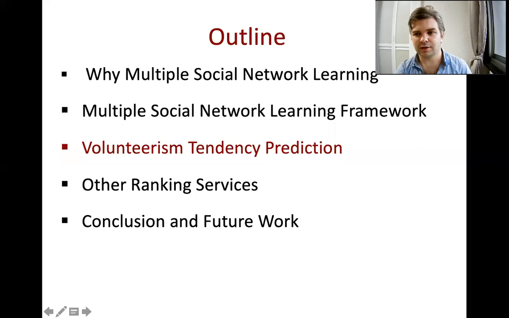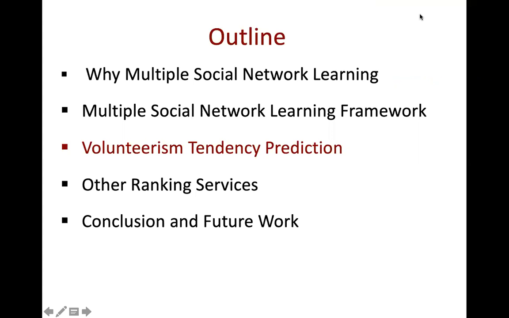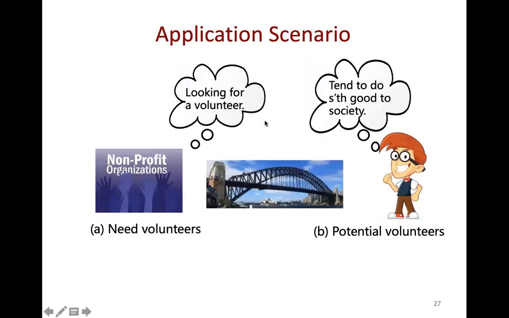Okay, so we got a little break, and let's discuss applications of multi-source learning and how these objective functions can actually be used to enhance the performance of machine learning models. So, volunteerism tendency prediction. What was the objective of the task? The objective was to figure out whether a guy or girl tends to become a volunteer.